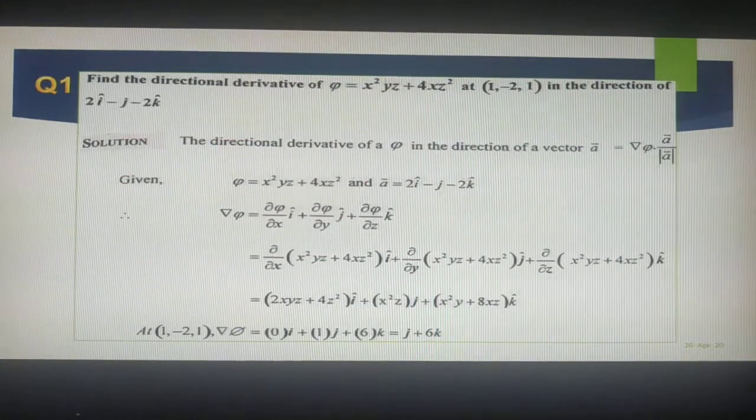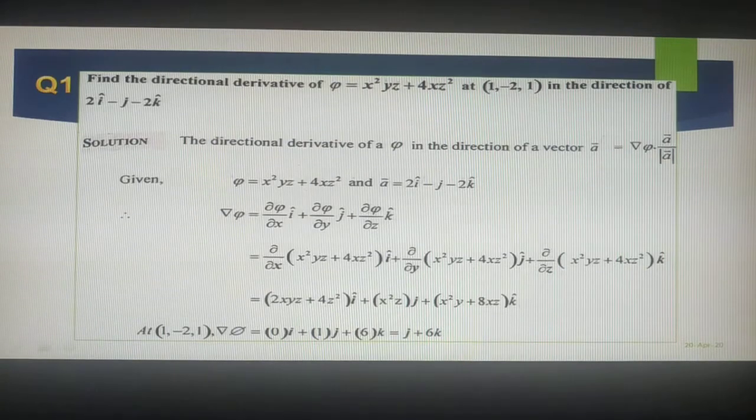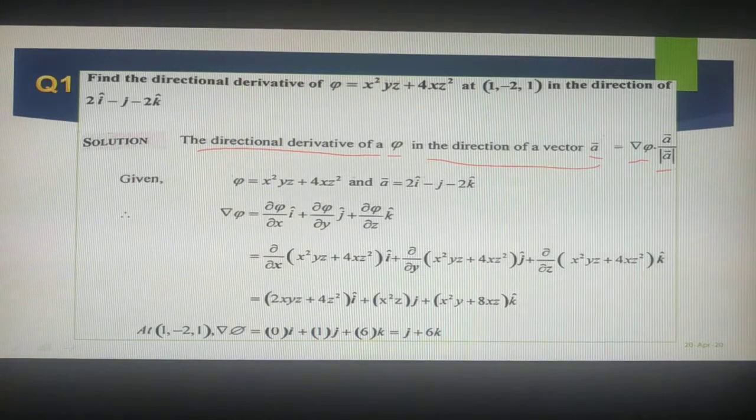So let's see the problems. Problems are simply based on the formula. The directional derivative of any function in the direction of some vector a, which we will represent as grad phi or del phi multiplied with a cap. A cap is nothing but a bar by mod a bar.